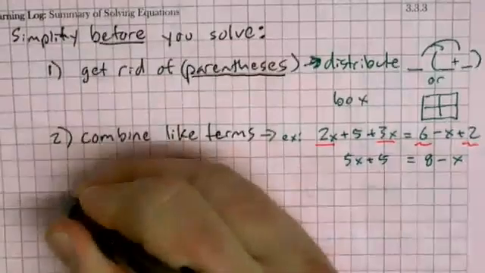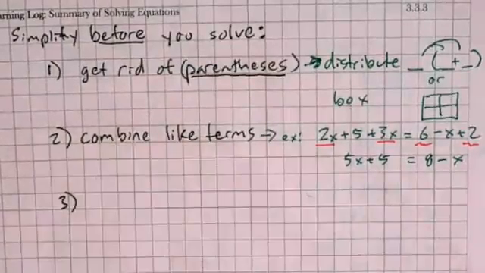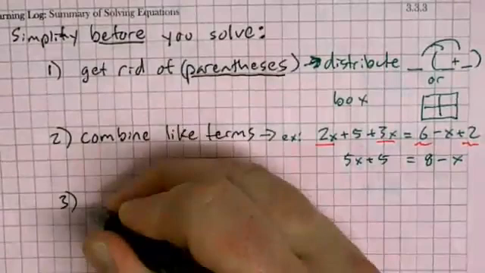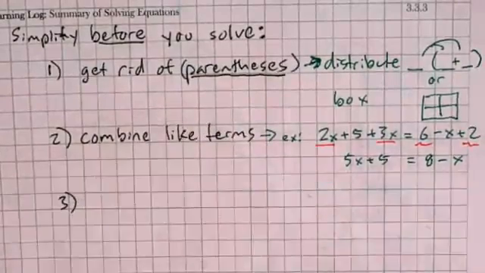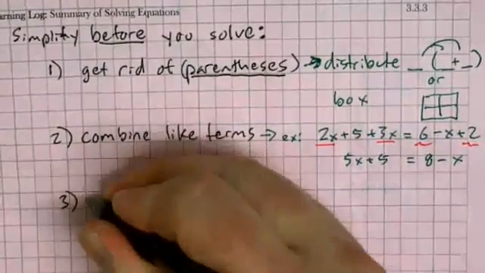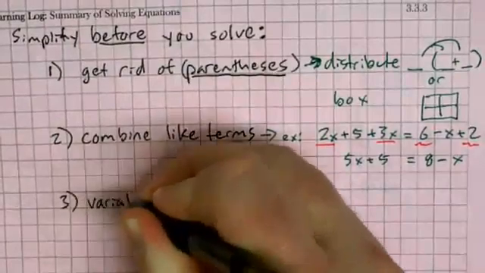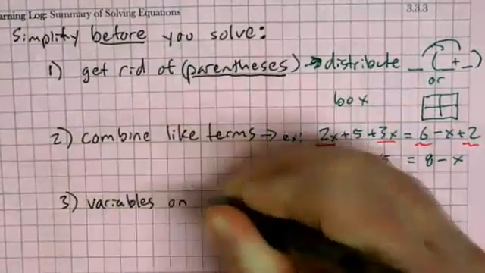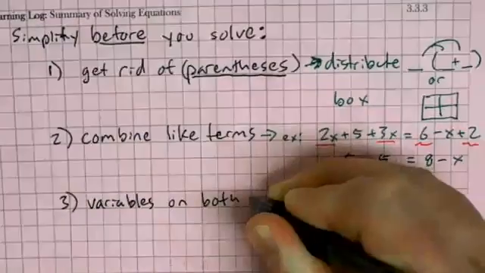All right, and then number 3 is get rid of variables. We can only have a variable on one side. So I'm just going to write variables on both sides.